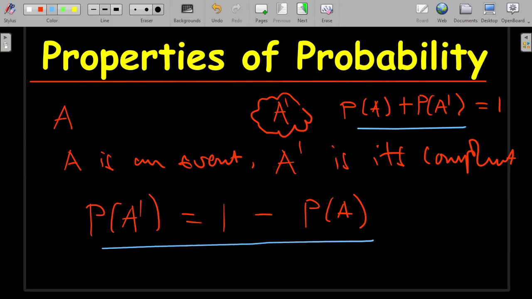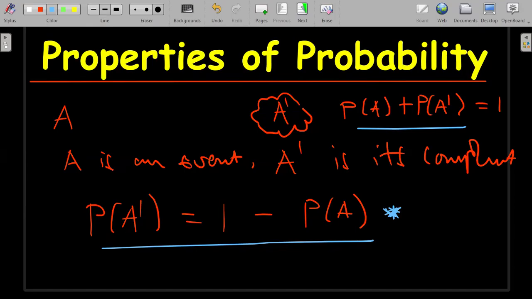The probability of A complement is equal to 1 minus the probability of what? A. So guys, know how to use this formula. It's going to save you a lot when you're dealing with complex probability questions, so take note of that formula.